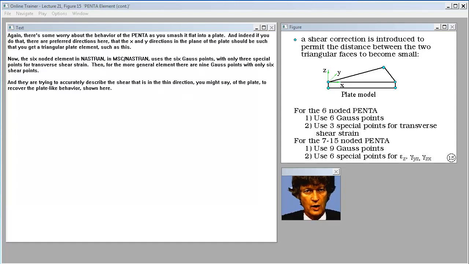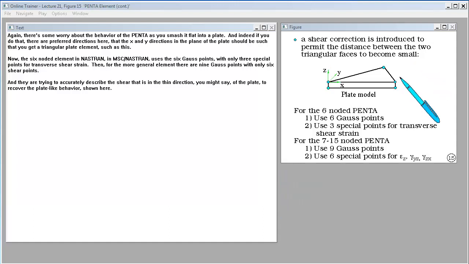Again, there's some worry about the behavior of the penta as you smash it flat into a plate. And indeed, if you do that, there are preferred directions here that the x and y directions in the plane of the plate should be such that you get a triangular plate element such as this.